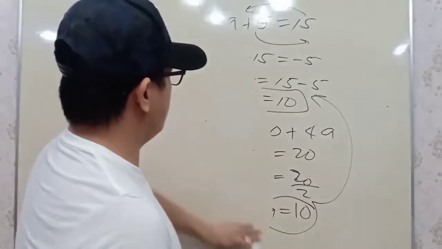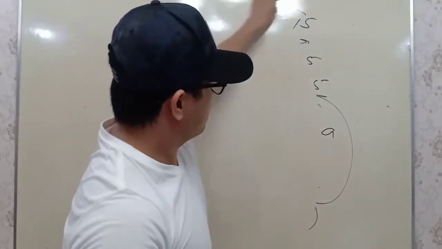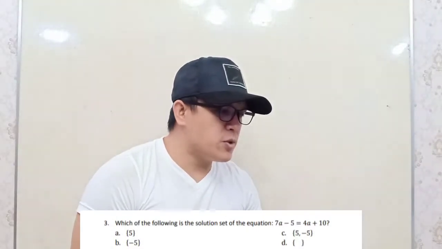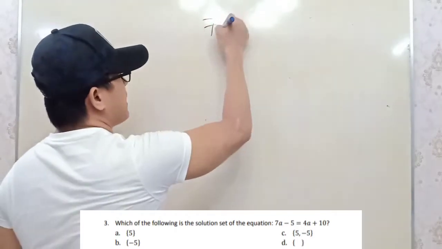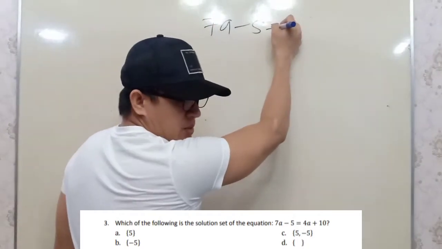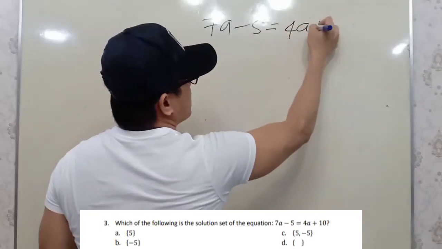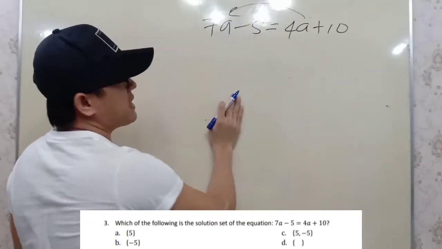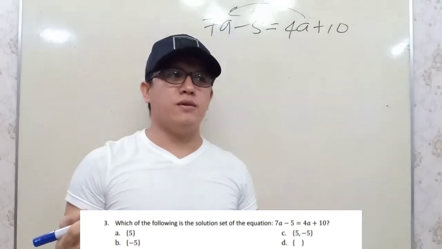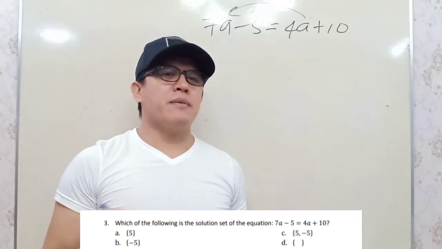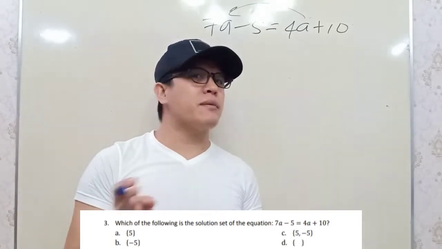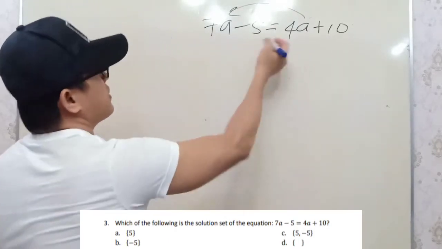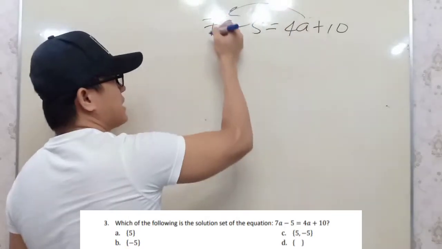Next one, number 3. Which of the following is the solution set of the equation 7a minus 5 is equal to 4a plus 10? Okay, so there you go. Transpose natin. Yung sinabi ko sa inyo, lahat ng variables, ilagay niyo sa isang side, lahat ng constants or just numbers, lagay niyo the other side. Okay, so ito, may a siya, may variable, so put natin the other side.